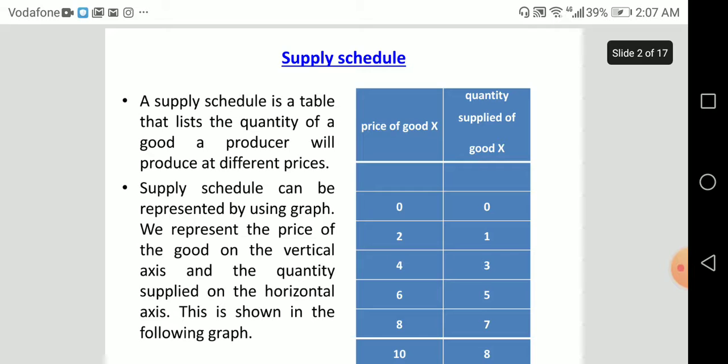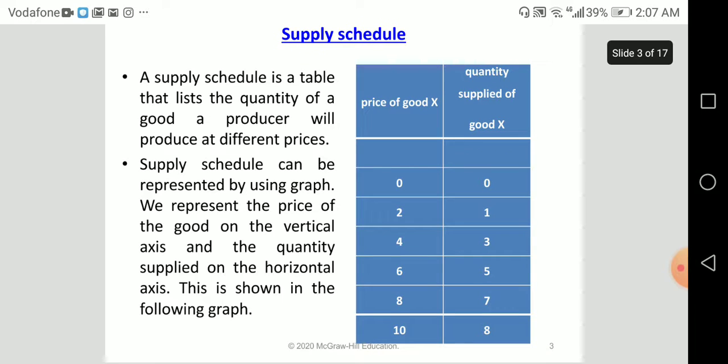We have here the supply schedule. The supply schedule is a table. Let's plot the quantity also, but this time the quantity that's supplied of a good, for example, any good X, that a producer will produce at different prices. As we see, we have here different prices. Okay, so what happened here?